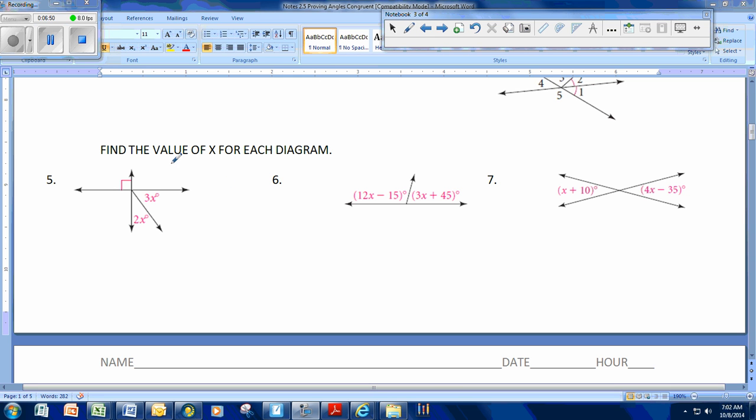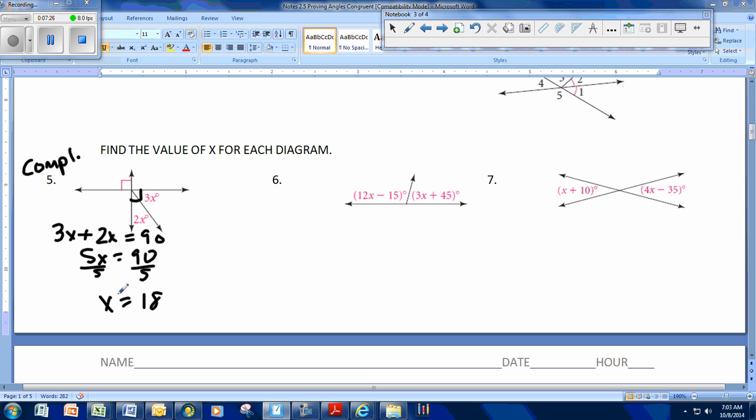Okay, lastly, we're going to talk about applying these facts about these angle pairs, and we're going to try to set up some equations and solve for x for these diagrams. So number 5, one angle here is labeled 3x and the other 2x. These two angles are going to be adding up to 90 degrees. So these are complementary angles. So I know that the one angle 3x plus the other angle 2x both add up to 90 degrees. So that's how we're going to set up our equation. If I combine like terms, we'll get 5x equals 90, and we can divide by 5, and in this case, x would equal 18.